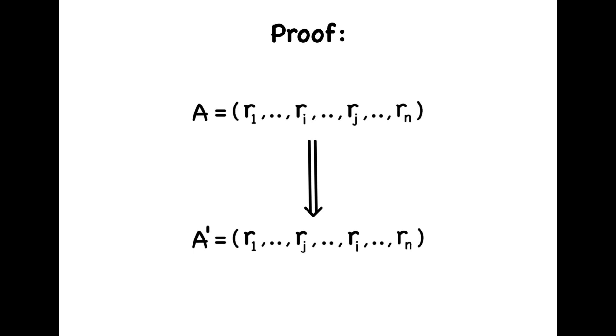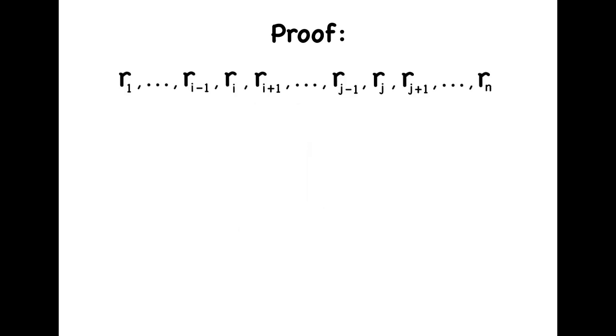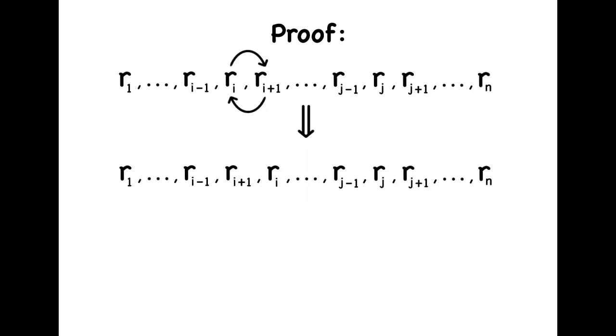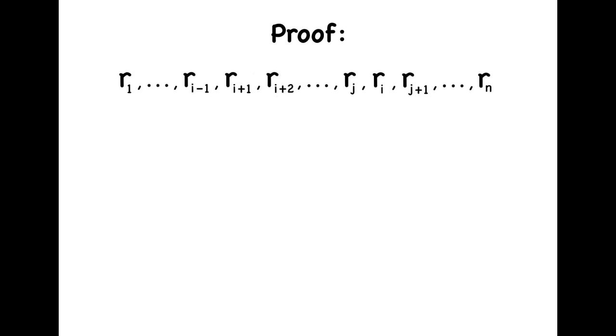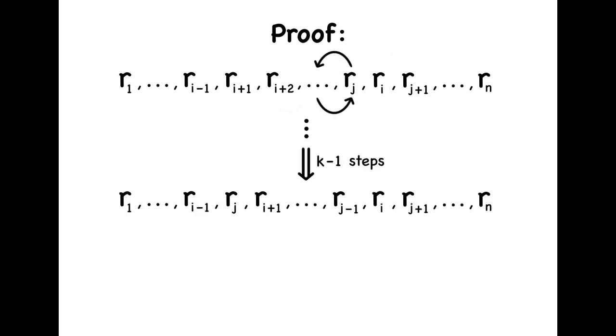We will obtain A' by interchanging adjacent rows of matrix A a certain number of times. Write the rows of matrix A, and interchange the ith row with the (i+1)th row. Then interchange row i with the row ahead of it. Continue interchanging rows in this manner until row i is in the jth position. It took us k interchanges to achieve this. Now interchange row j with the row behind it. After k minus 1 such interchanges, row j is in the ith position. Thus, we have obtained A' from A.